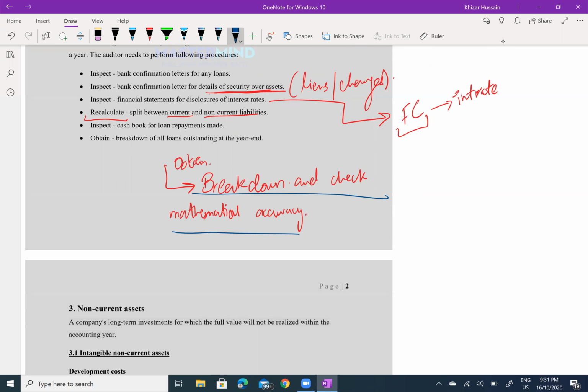So just for testing concepts, and this is the reason I wanted to revise the previous section on assertions, can you just tell me, let's say procedure number 3, financial statements for disclosures of interest rates. What assertion do you think you will satisfy through this? Can you guys tell me?